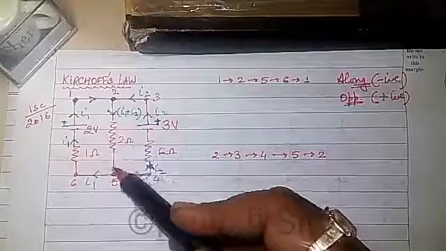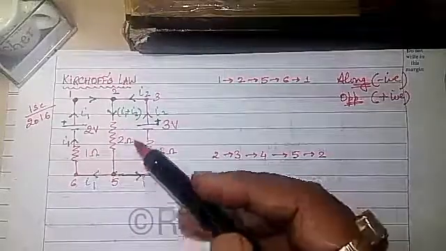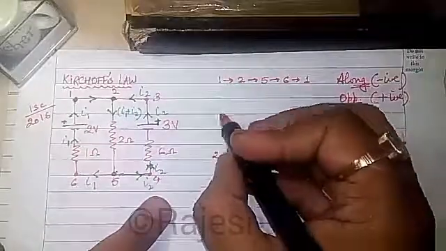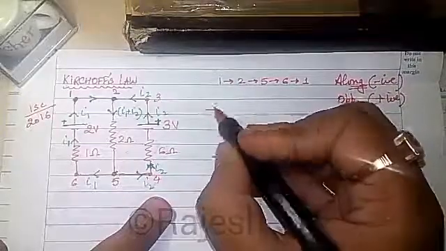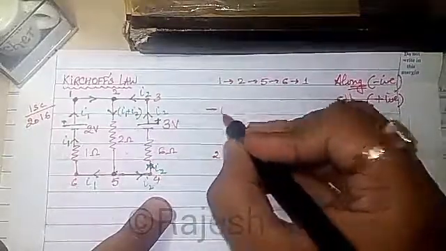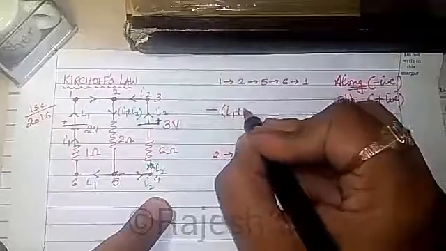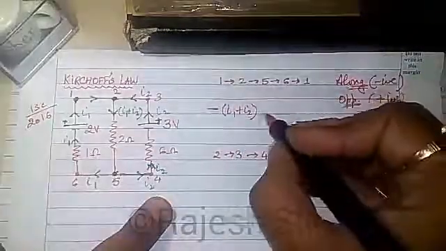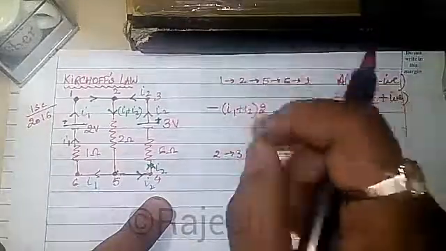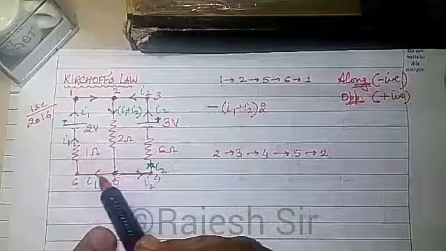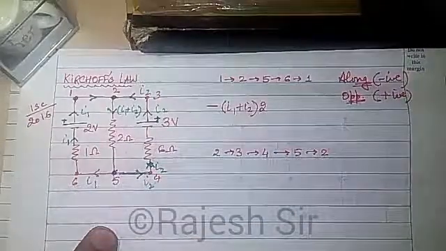And if I am traveling along the direction of current, the potential drop will be written with a negative sign, so minus I into R, I1 plus I2, and what is the R? R happens to be 2. Now, when I go from 5 to 6, there is no circuit element, so no potential drop.